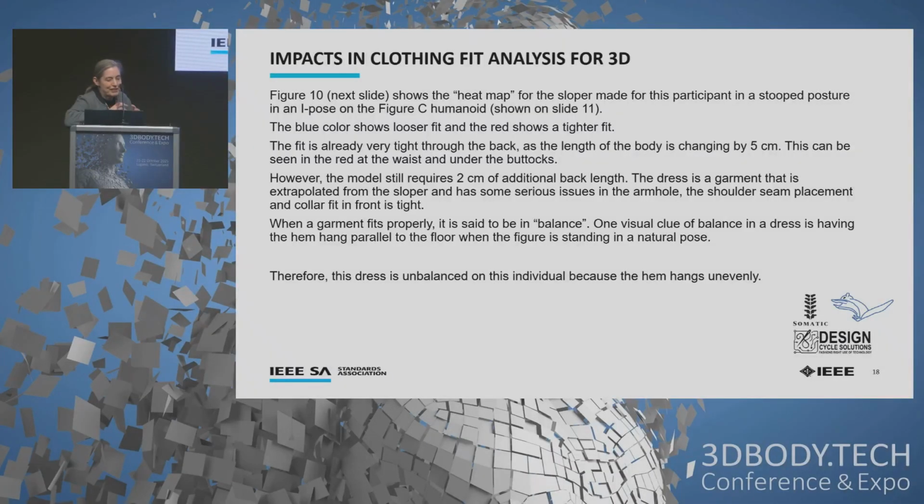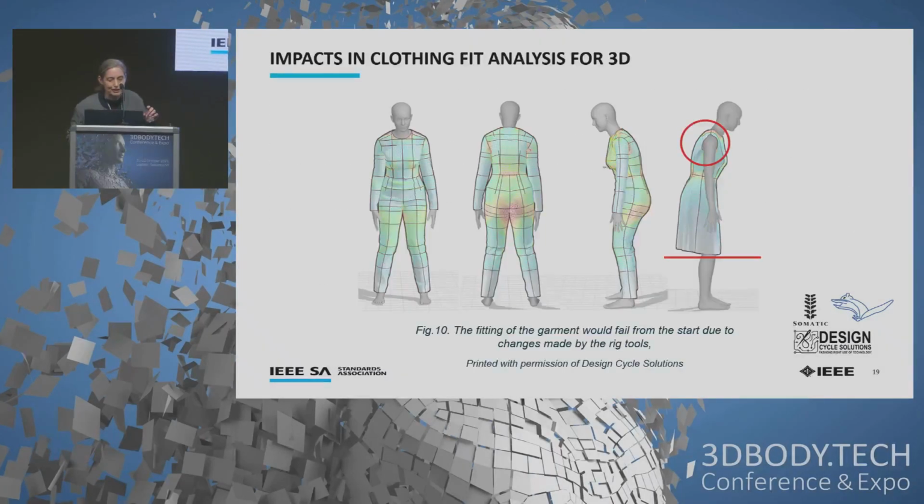When the garment fits properly, it's said to be in balance. The people within the design industry can tell you when it's wrong and why it's wrong. For this dress, the hem is supposed to be horizontal to the floor. That's a very common design. But because of the ill fitting, we're actually getting tightness around the waist.